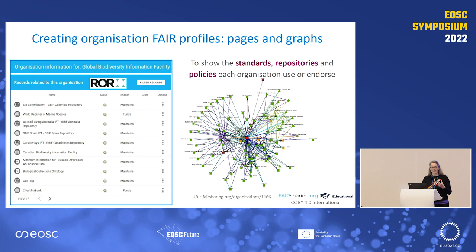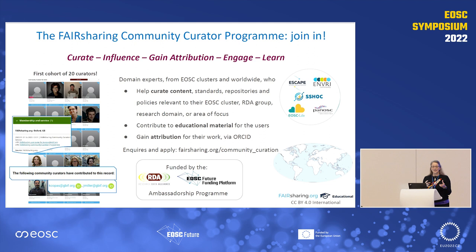Now, the FAIRsharing Community Curation Program itself. This is where I'll stop and spend a little more time. We started in September with an intake of about 20 new community curators off the back of this RDA EOSC Future Domain Ambassadorship, which has allowed us to really launch across all the EOSC clusters and beyond, throughout the RDA working groups. So what do we do with our community curators?